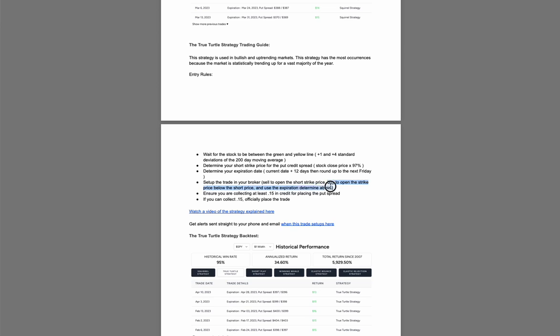We're going to buy to open the strike below that, which is 440. We're going to use an expiration date of August 10th or 11th, whatever it is. And if we can collect 15 cents in credit, we're going to put this trade on. A set it and forget it trade with a 95% win rate that will make us a 34% annualized return. That's going to 3x the average market return just by using this one simple approach on SPY.